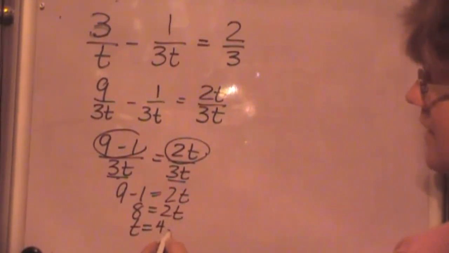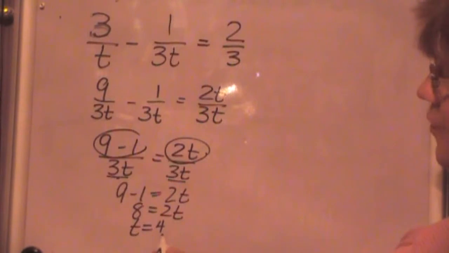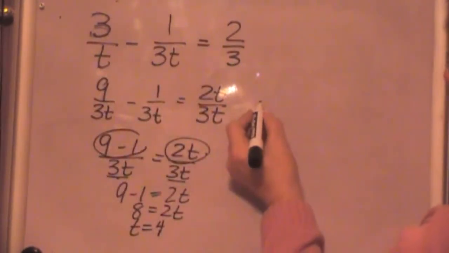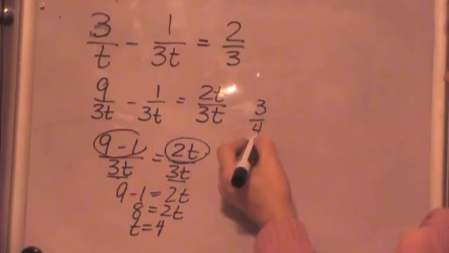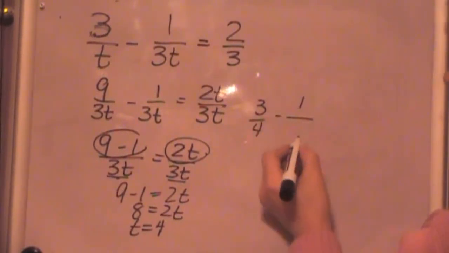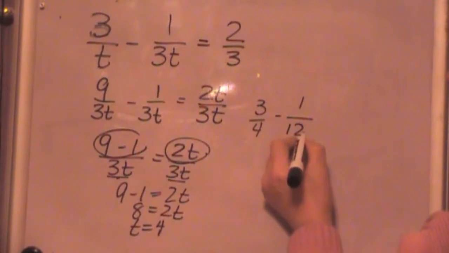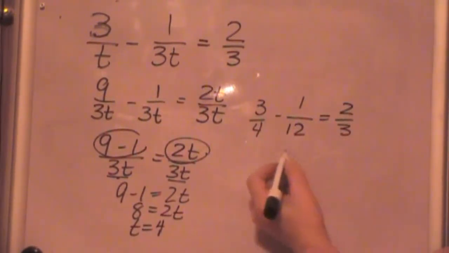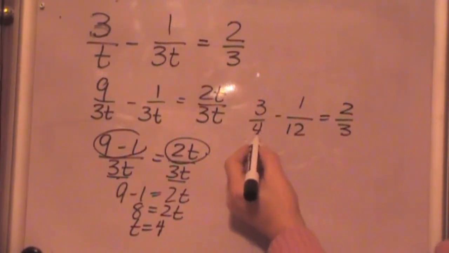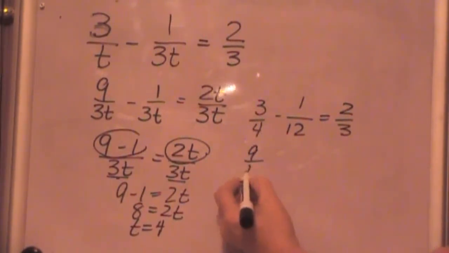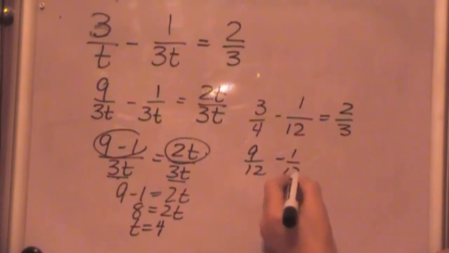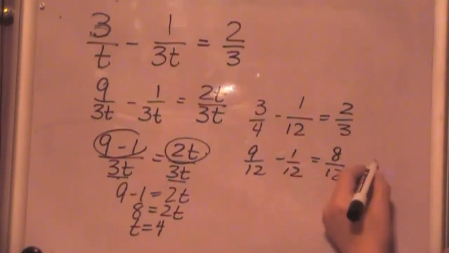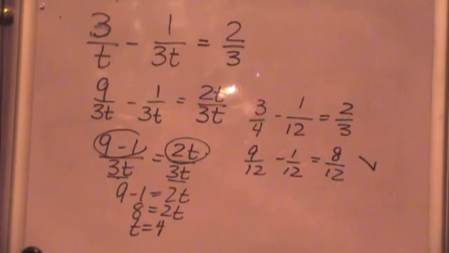In this particular case, I have one root, and so t is 4. I go back and check: is 3/4 minus 1 over 3 times 4, which is 12, minus 1 over 12, equal to 2/3? So I basically go back and check this. If I want to change this, this is 9/12 minus 1/12. Is that equal, in fact, to 8/12? Yes, it is, and it checks out.